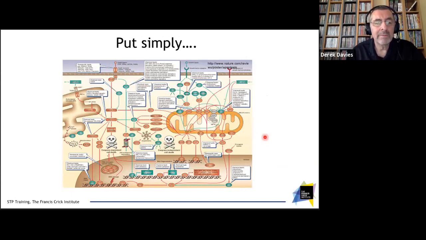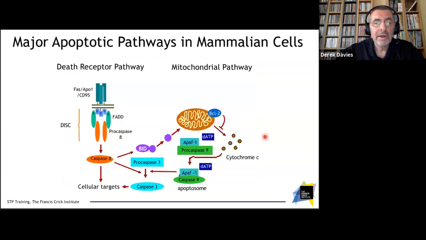However, we're going to make it a little bit simpler. We're going to divide apoptosis in mammalian cells. I apologize again to those of you who are doing yeast or things that aren't mammalian cells. We're going to look at mammalian cells here. We can divide the apoptotic pathway into two main arms. We have what we call a death receptor pathway or extrinsic pathway.